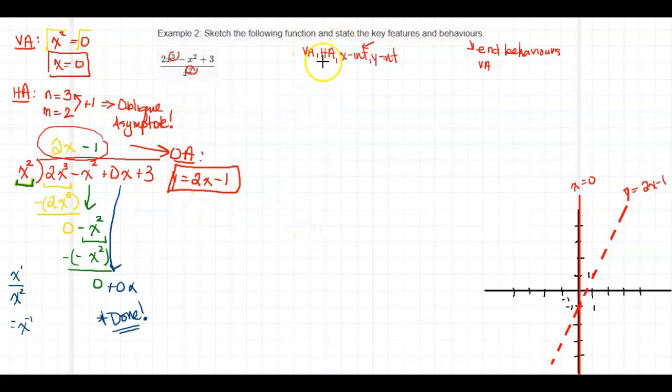Now let's move on to our intercepts. So my y-intercept is pretty easy to plot. I just plug in 0, and what do we get? So we're going to have 0 minus 0 plus 3 over 0. Wait a minute, we can't have 0 in the denominator. Okay? So that means this has no solution. Well, no solution means no y-intercept.